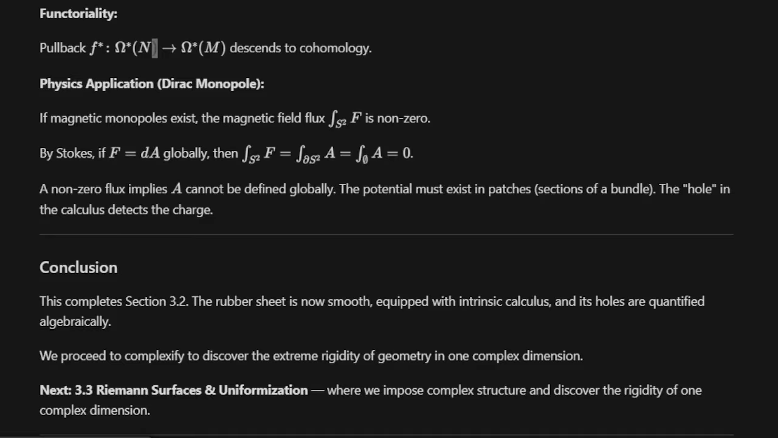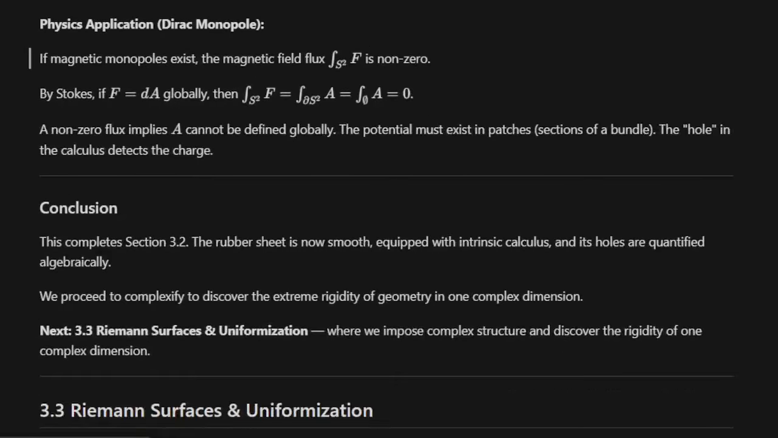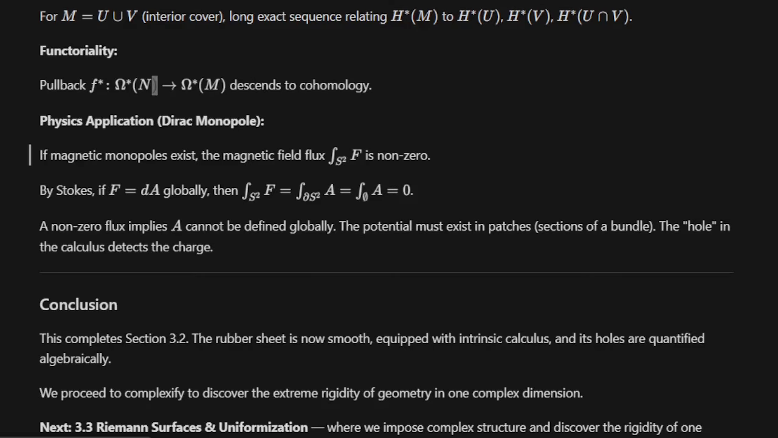vector potential, or some potential, right? Globally, the total flux would be equal to 0. In fact, the flux is not 0, which means the vector potential cannot exist everywhere. It must have a singularity or be defined in patches. So the hole in the calculus enforces then the physicality of quantization. We need to quantize physics because of that.